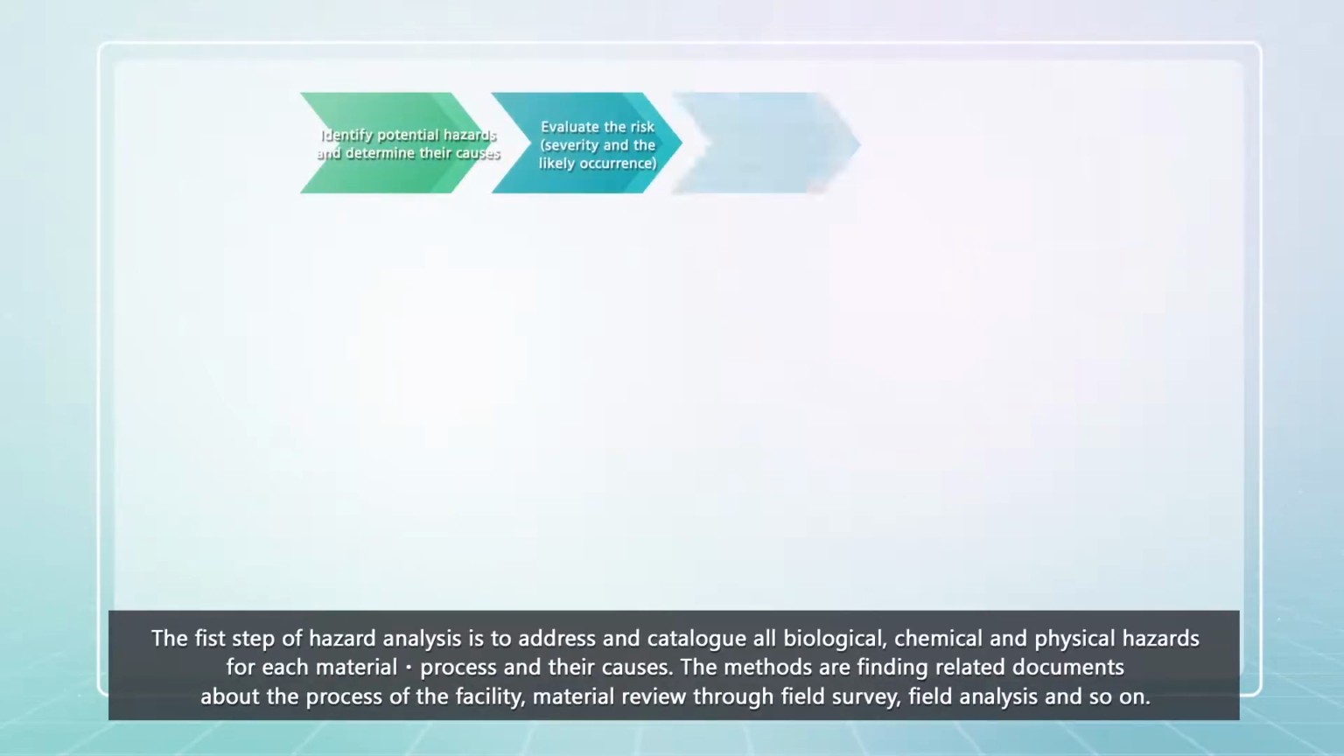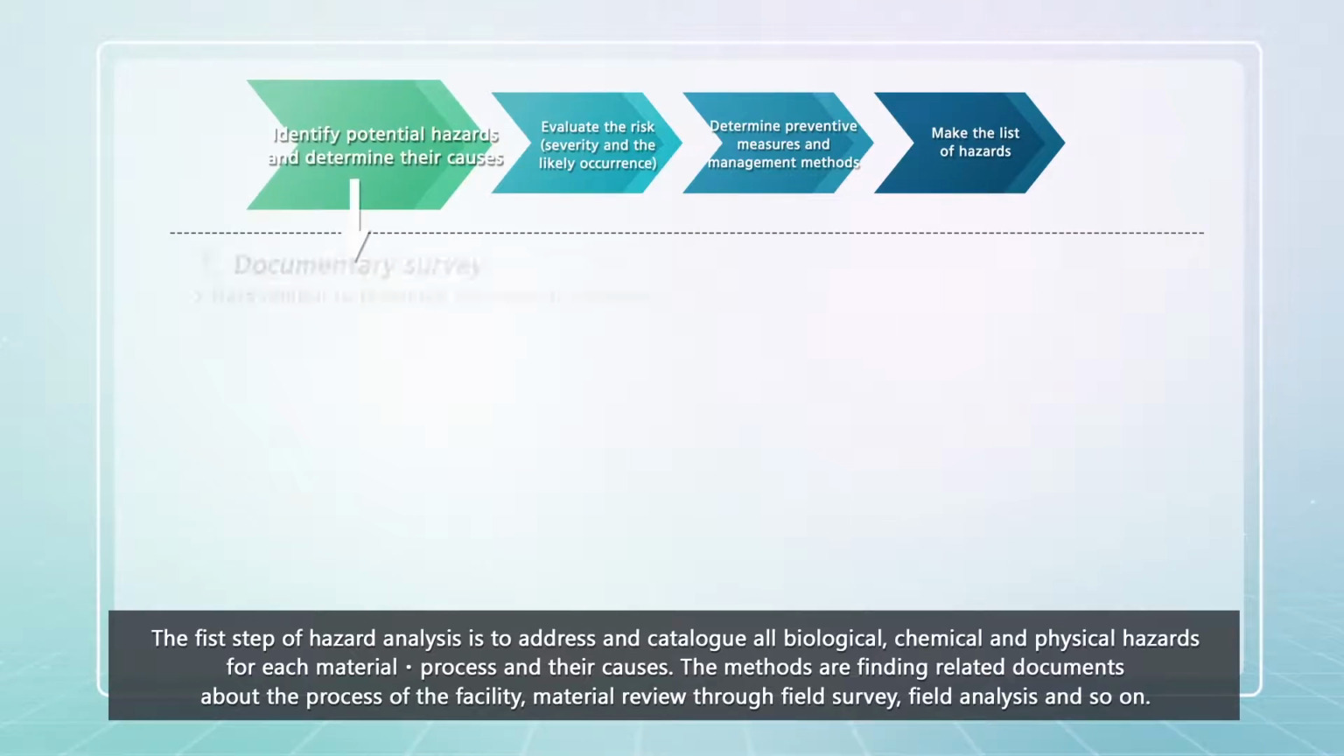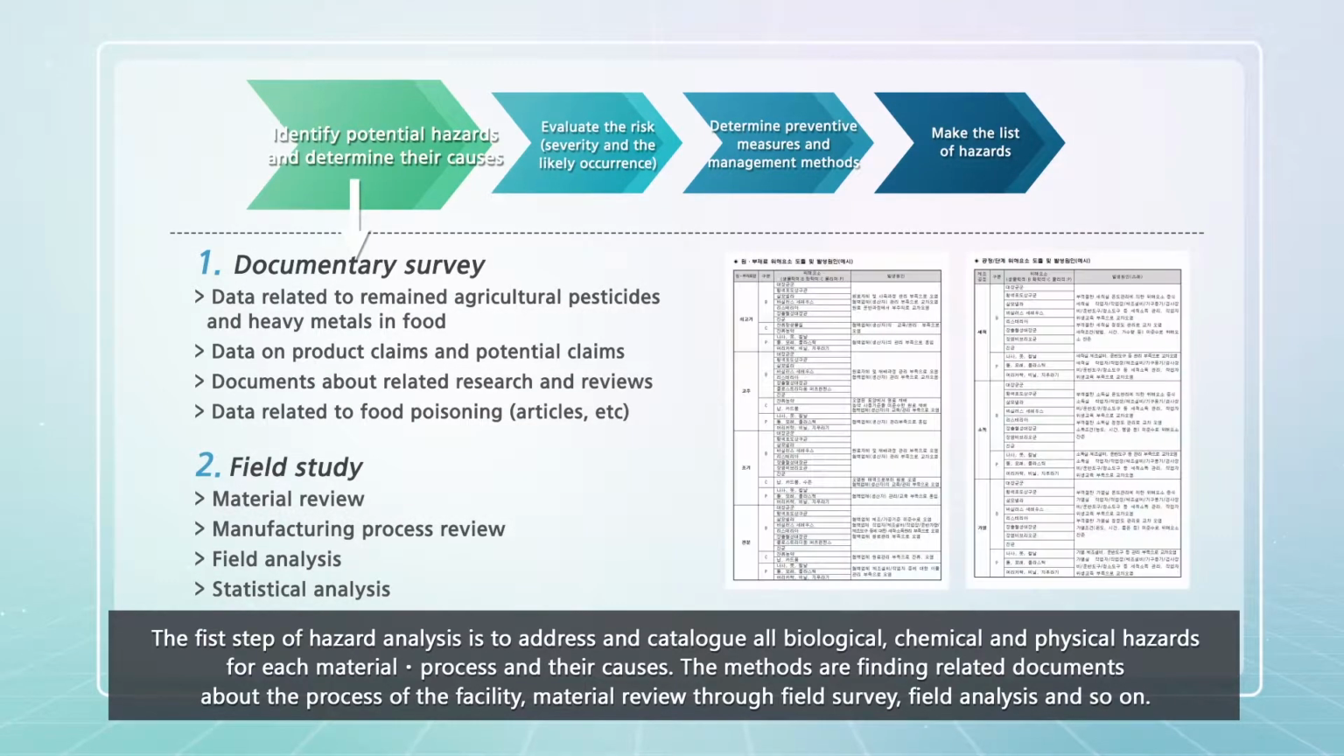The first step of hazard analysis is to address and catalog all biological, chemical, and physical hazards for each material, process, and their causes. The methods are finding related documents about the process of the facility, material review through field survey, field analysis, and so on.